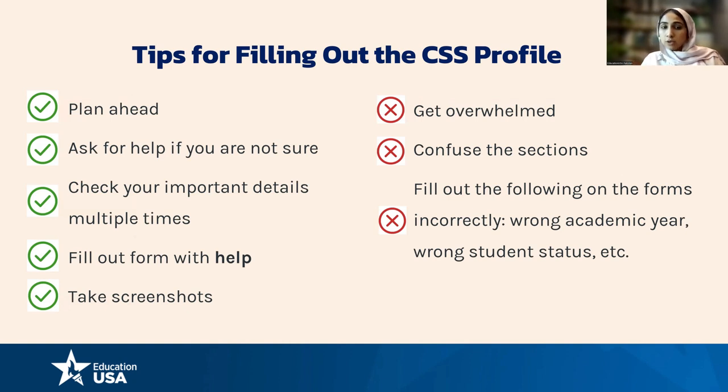Do not fill out a form incorrectly. Don't put the wrong academic year, wrong student status, etc. All of you will be starting college in 2025. Do not write 2024. So these are some things to keep in mind. Some of you can note this down or take a screenshot of this slide as well if it helps, but do keep these in mind.